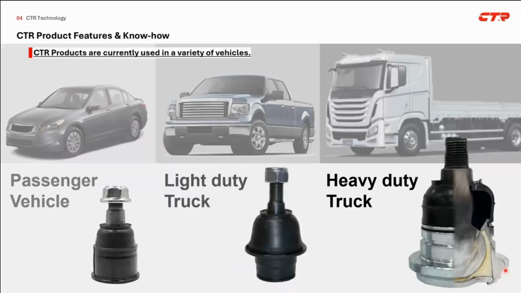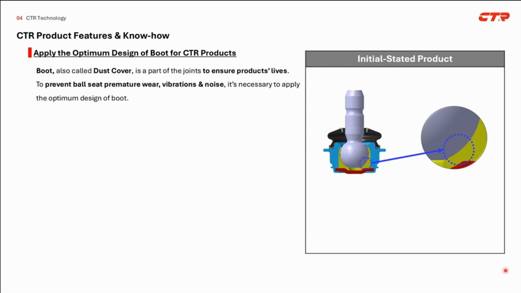which is the sealing type. These days, almost all OEM companies use the sealing type ball stud for not only passenger vehicles, but also heavy-duty vehicles like pickup-size trucks or vans and things like that. It means the sealing type ball stud is very useful and an up-to-date version. Don't be worried about the strength of the sealing type one. And CTR applies the optimum design of the boot to our product.